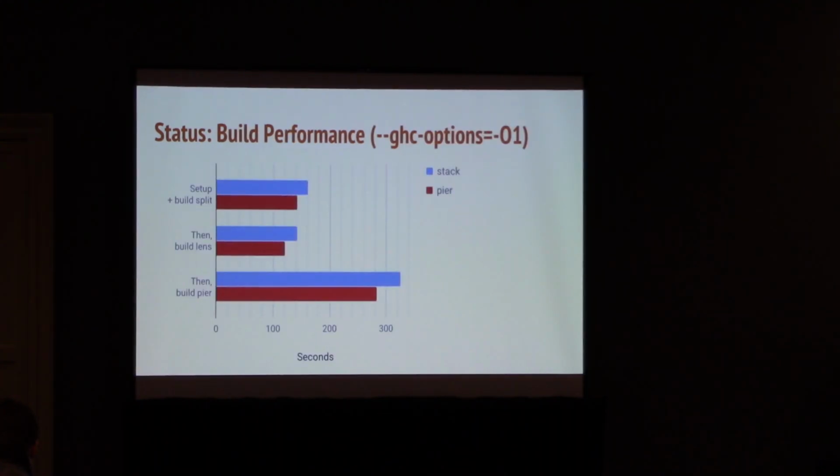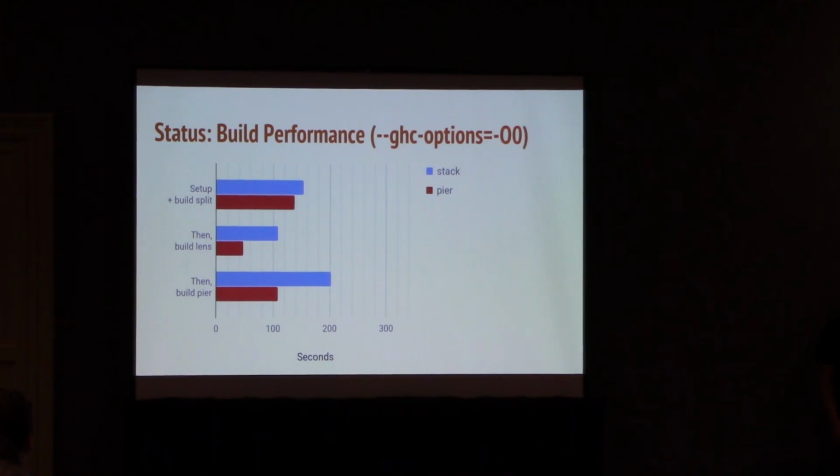Just build performance. In a simple example where I build a split package, involving setting up all the download of GHC and everything, then build Lens, which has about 30 dependencies, and then build Pier, which has about 100 transitive, Pier is performing maybe 10% better than Stack. But if I build it without any optimization, then building those packages, Pier is twice as fast. I'm not exactly sure why, so take these with a grain of salt. But I think it's just because of this indirection, there are extra steps that Cabal has to do. And I think it's also like Shake might be doing better scheduling of the parallelism.